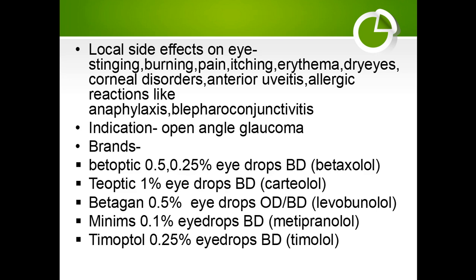What are the brands available in beta blockers? Betoptic 0.5%, 0.25% eye drops 2 times a day BD. It contains betaxolol. Then another one is Teoptic 1% eye drops BD, 2 times a day. It contains carteolol. Betagan 0.5% eye drops OD or BD, once a day or twice a day. It contains levobunolol. Minims 0.1% eye drops 2 times a day BD. It contains metipranolol.